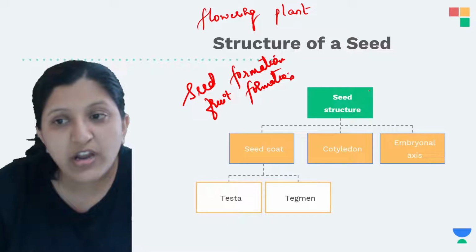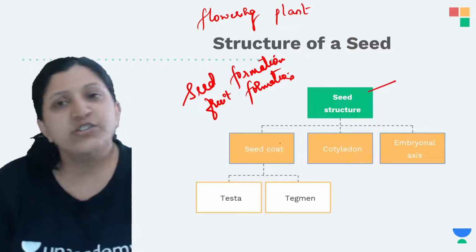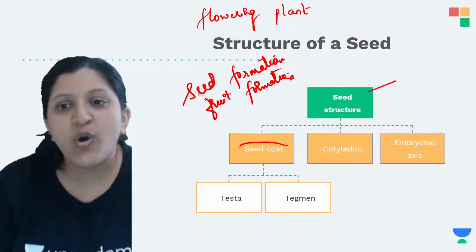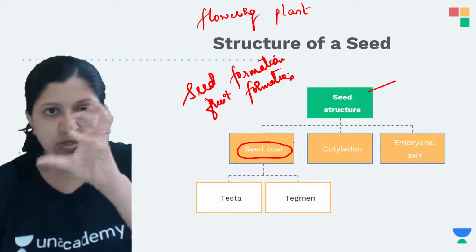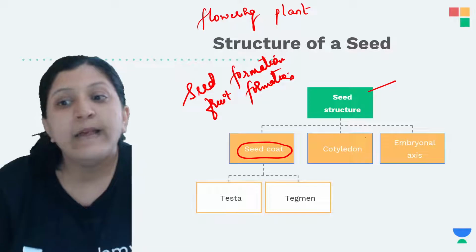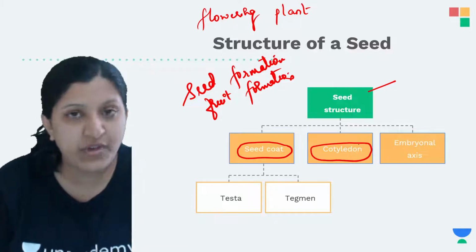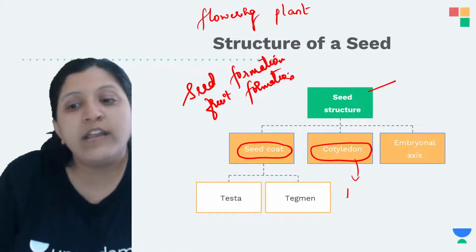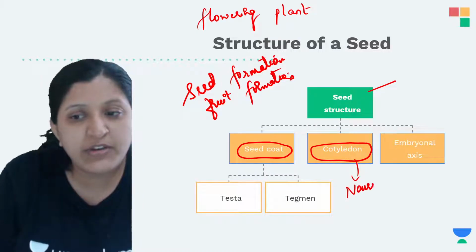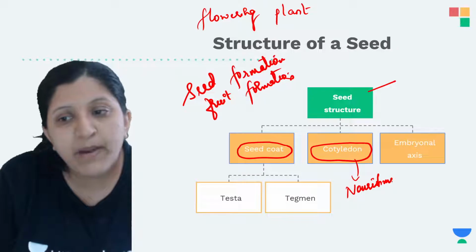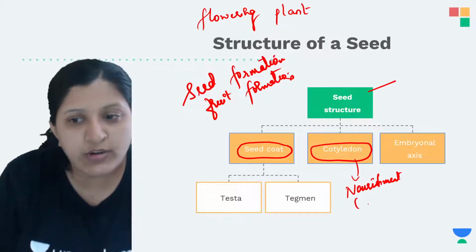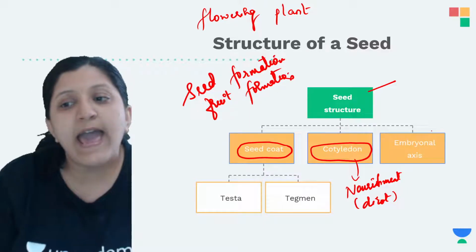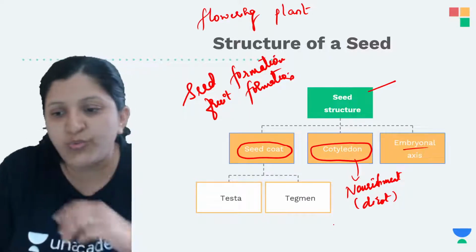Now, seed structure, when we mention it, yes, it will have a covering, that is the seed coat. There is always a seed coat present, which is a covering for a seed. Then cotyledons you can find. What is that cotyledon? It is basically nourishment, nourishment for the developing embryo in case of dicots. We will discuss what exactly this is. And the embryonal axis, so we will see.